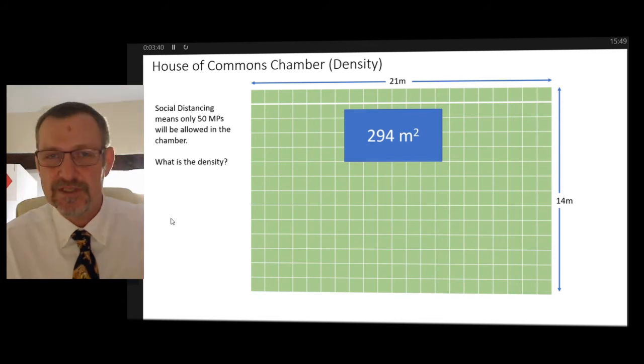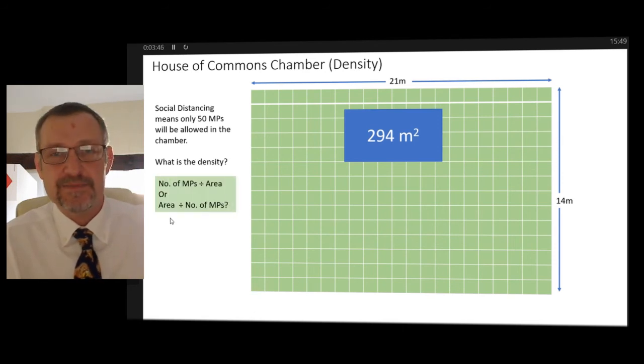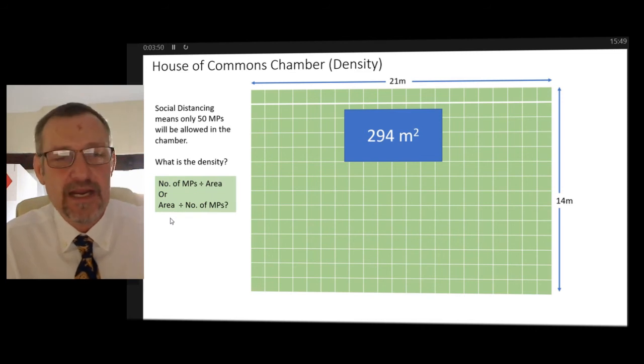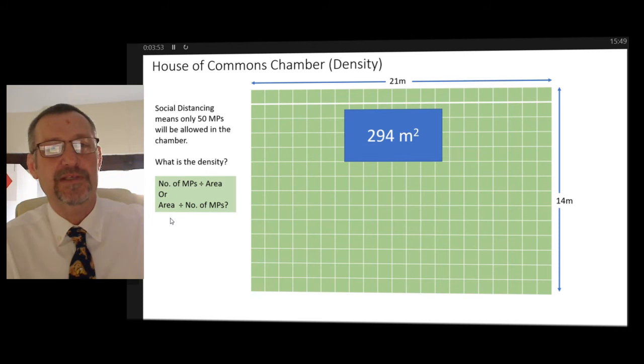So what is the density? Again, pause and come back to me in a minute. Is it the number of MPs divided by the area, or is it the area divided by the number of MPs? Give that some thought. Now, really give this some thought.